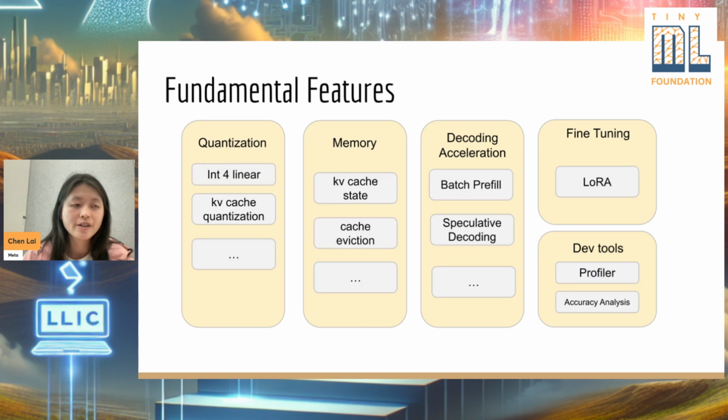So here is more concretely the exact techniques. For quantization, there's the 4-bit linear kernel and KV cache quantization. For memory, one example is to have KV cache state, and then we can also do cache replication. For decoding acceleration, we can do batch prefill, and we can also do speculative decoding. Fine-tuning, as I said, LoRA is quite common. And dev tools usually come with a profiler and also accuracy analysis.